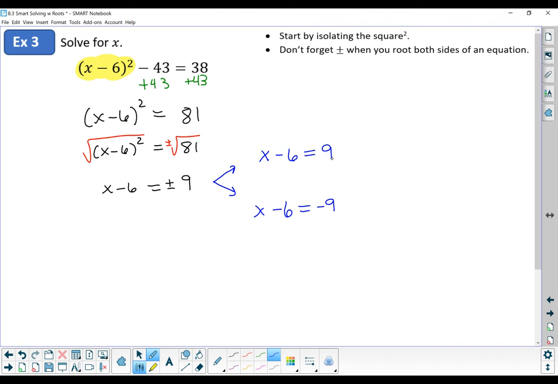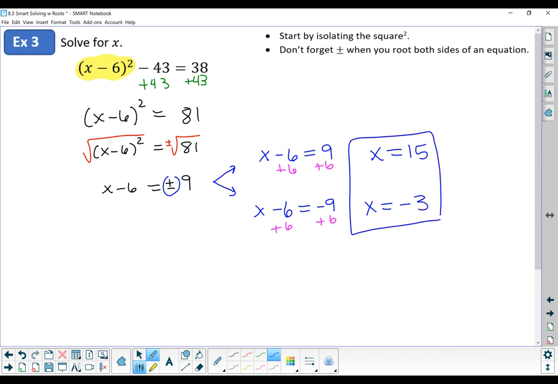So I used my plus and my minus to separate it into two equations. Each of those I'll solve now by adding 6. So my first equation leads me to x equals 15, and my second equation leads me to x equals negative 3. So there are my two answers. It's pretty challenging when your root is a perfect square like this to get to those two answers. So my advice would be to just split it into the two equations right after you take that root.